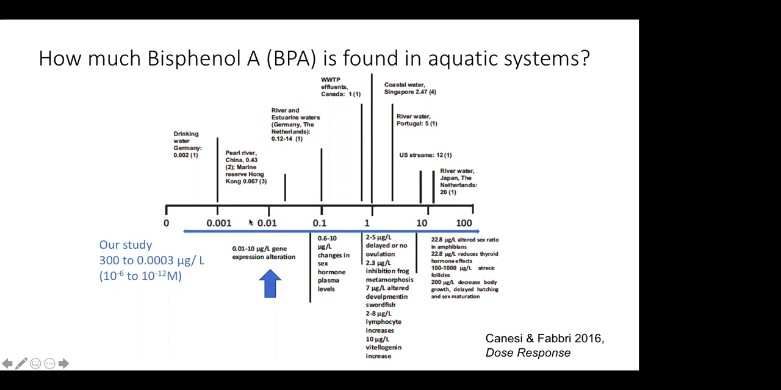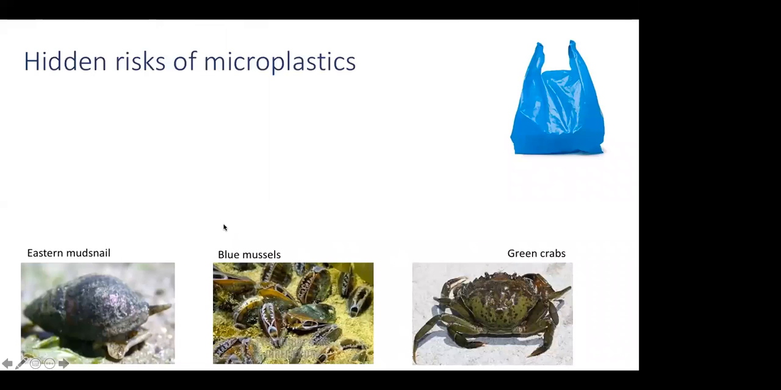rivers and coastal areas in different parts of the world. And then just finally, and this is my last example, we're also starting to work on microplastics and how they affect the marine invertebrates of the Minas Basin. We've been looking at green crabs and blue mussels and eastern mud snails, but I'm only going to talk about blue mussels today.